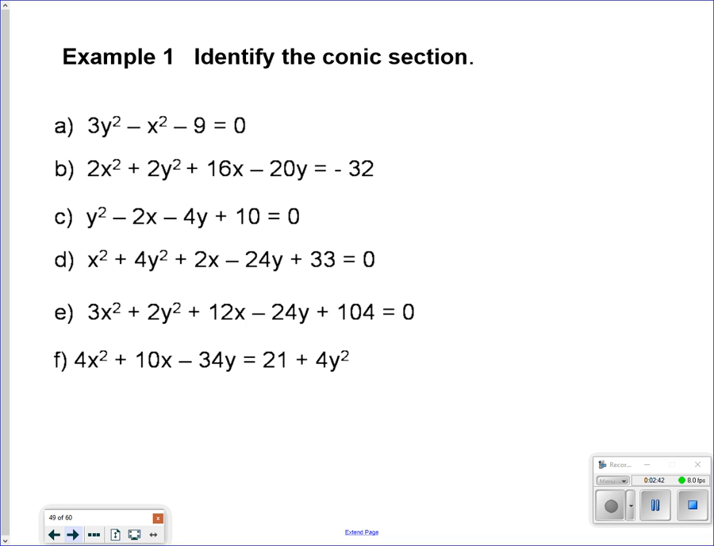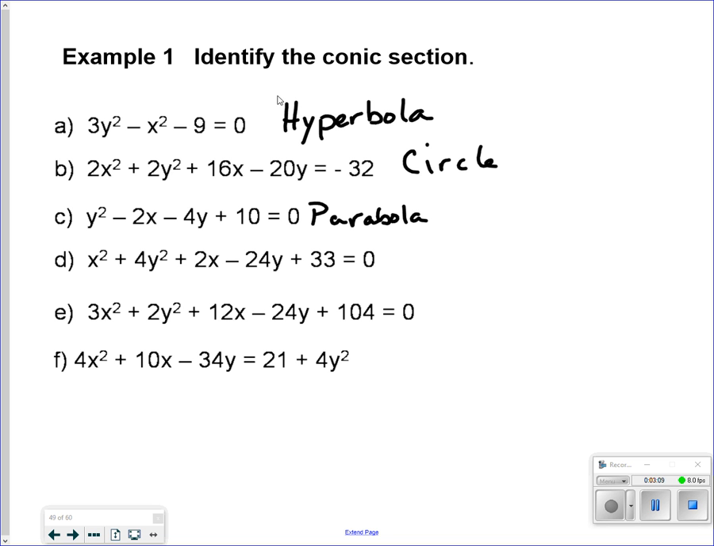Just by looking at the equation, I can tell you what we have here. The first one, 3y squared minus x squared. It's not a parabola because you have two squared terms, and one of them is positive and one of them is negative. That makes it a hyperbola. The 2x squared plus 2y squared has the exact same lead coefficient. That makes it a circle. The next one only has a y squared, no x squared. That makes it a parabola.